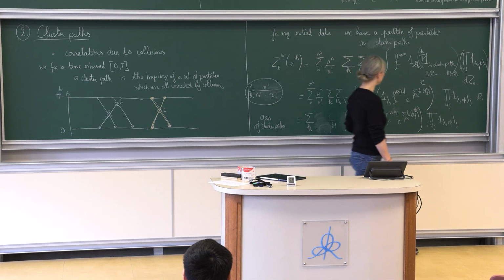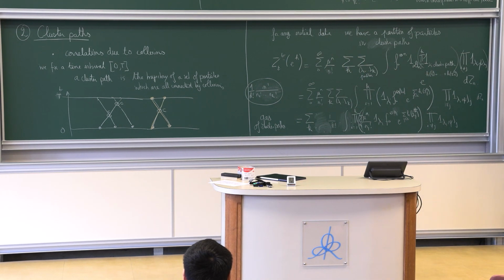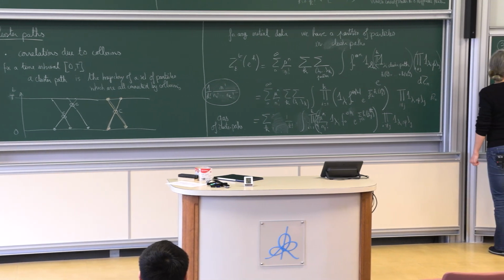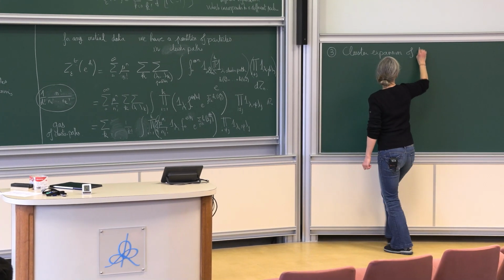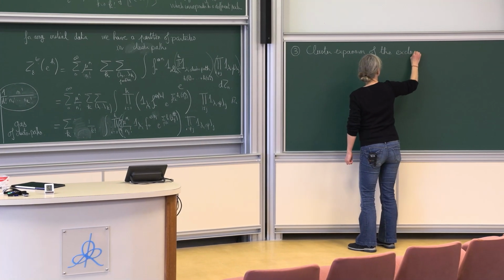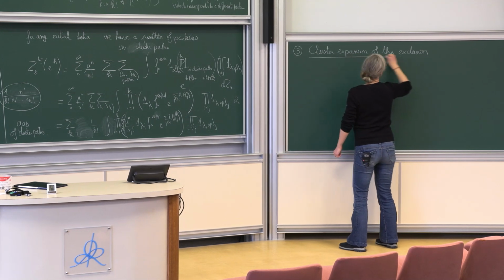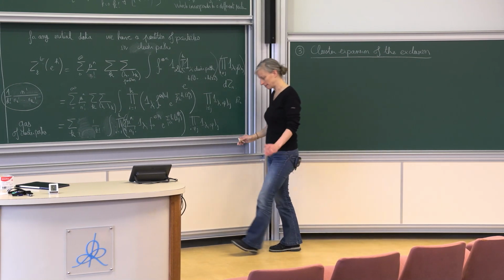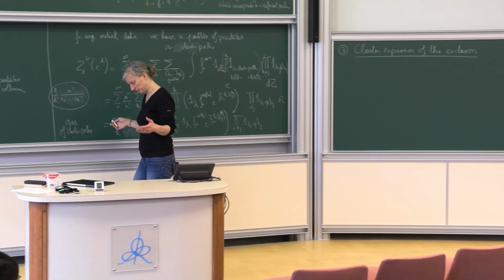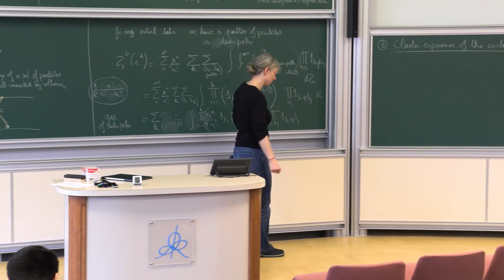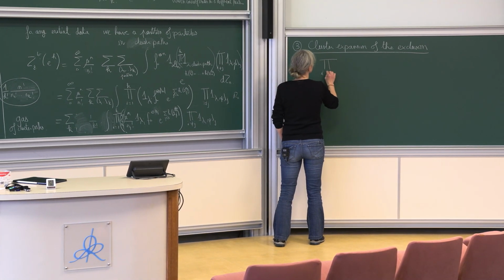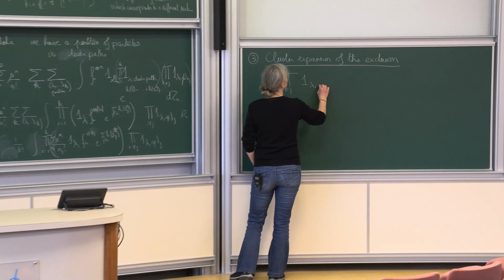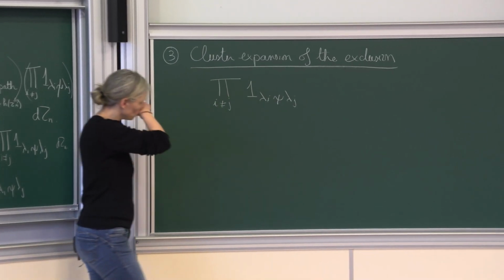Okay, so now I will expand the exclusion. Okay, so that's the next step. So that's what is called the cluster expansion of the exclusion. And that's something which is very classical in even static thermodynamics. So what I have is the product for i different from j of the fact that lambda i should not interact with lambda j.